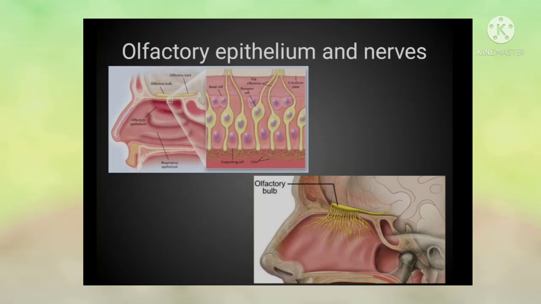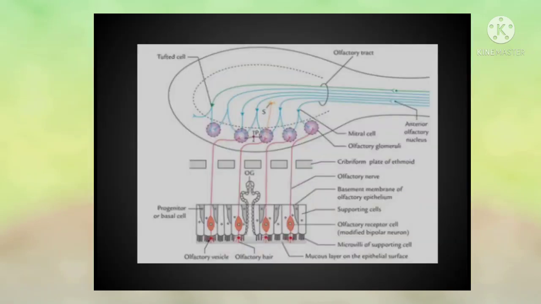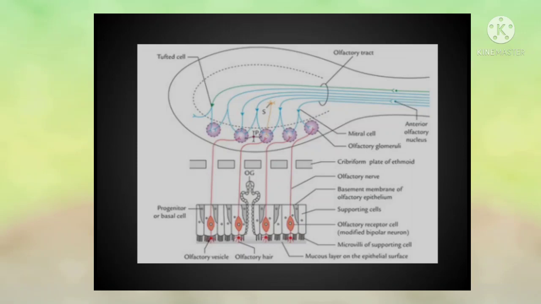The olfactory epithelium is a specialized nasal epithelium which lines the superior one-third of the nasal cavity, including the roof. It consists of three types of cells: the olfactory receptor cells, supporting cells, and the progenitor or basal cells. The olfactory receptor cells are modified bipolar neurons and they lie vertically between the supporting cells. Their dendrites extend as naked processes towards the free surface of the epithelium, where they end by forming a bulbous enlargement which is called the olfactory vesicle.